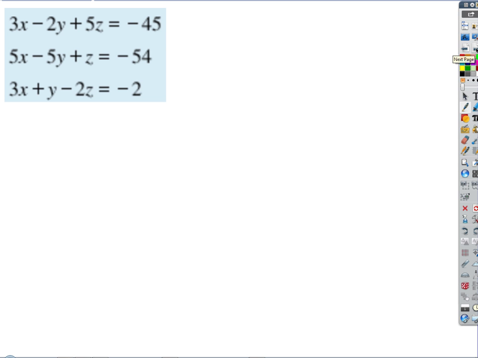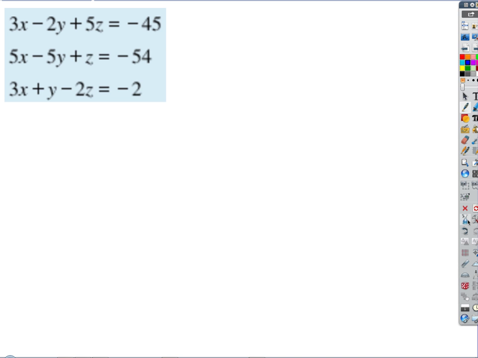Notice I've got the variables x, y, and z, and one or more of the variables could be missing from any one of these equations, but in the system as a whole, you can see that there are 3 different variables and 3 different equations, right? So we call that a 3 by 3 linear system. Remember that we have to have at least as many equations as we have unknowns. We need at least 3 equations if we're going to have 3 variables.